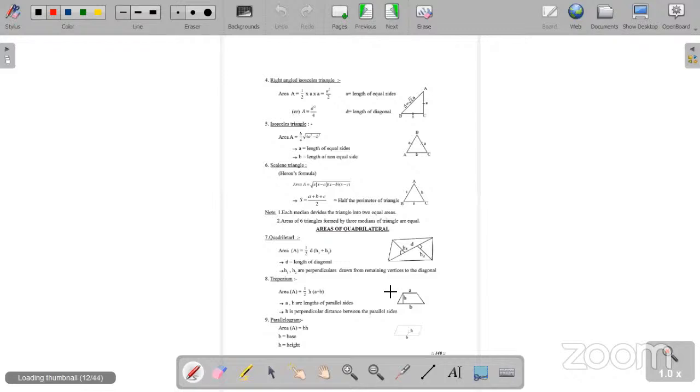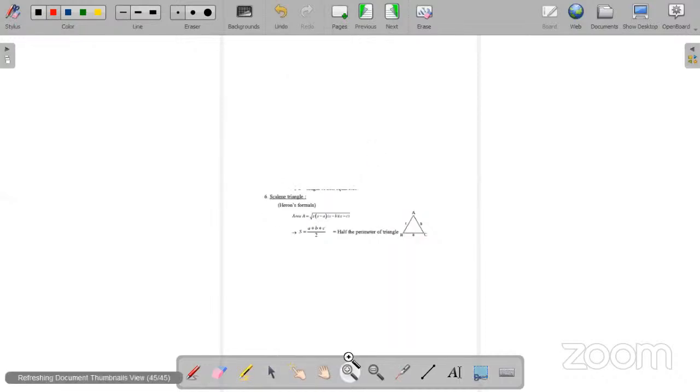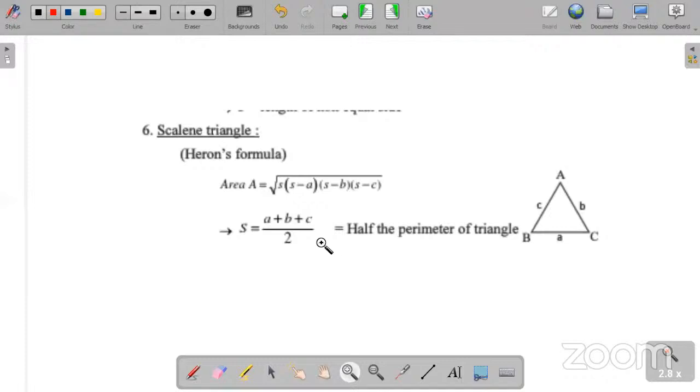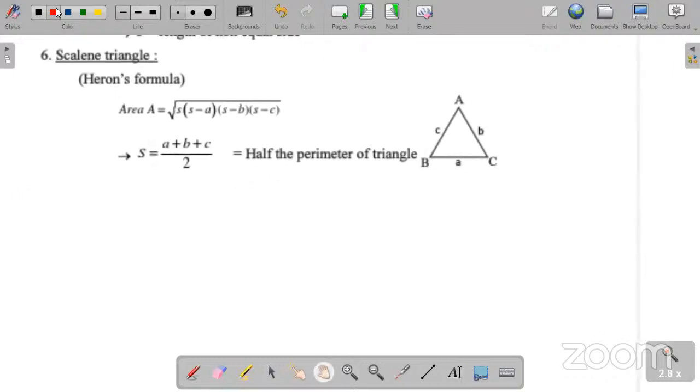Right. So next, the scalene triangle. How to find out the area of the scalene triangle? This is very important, my dear students. See, here BC is equal to a, CA is equal to b, AB is equal to c. BC is opposite to the angle A, so it is written as small a. A, B, C are called elements of the triangle. Similarly, AC is opposite to the angle B, so it is denoted by small b, and AB is opposite to the angle C, so it is denoted by small c.